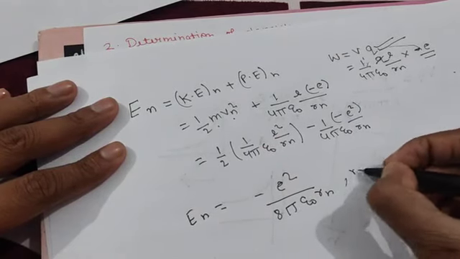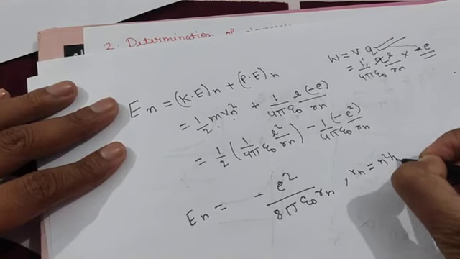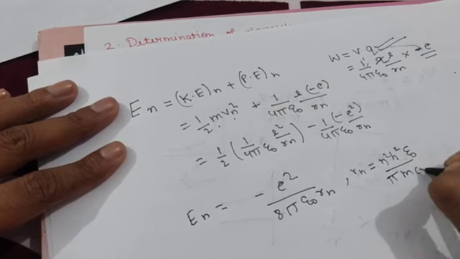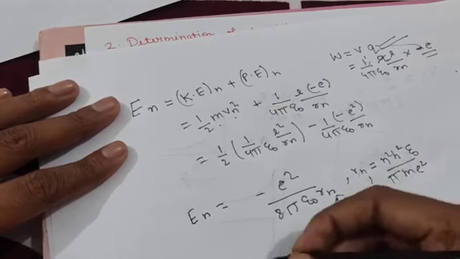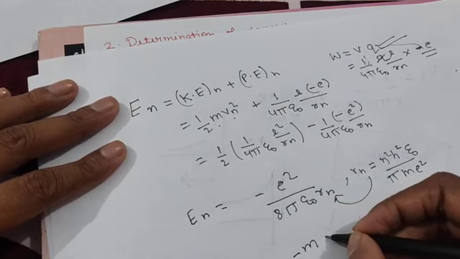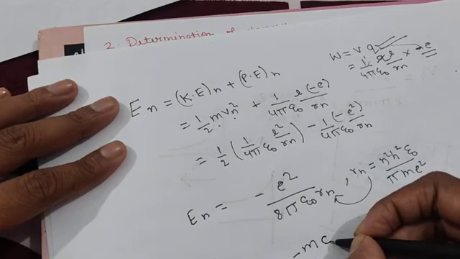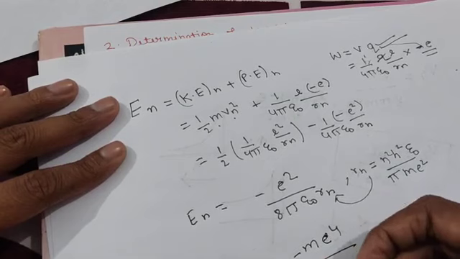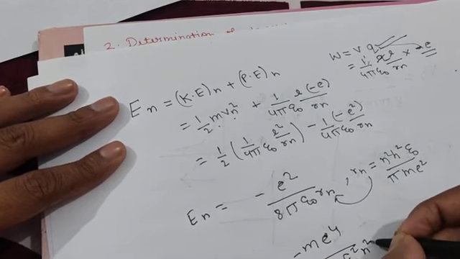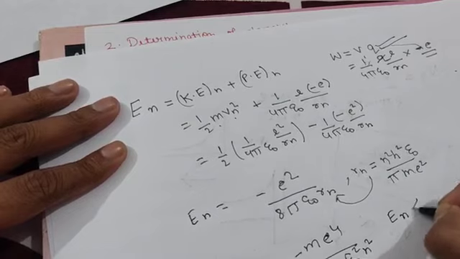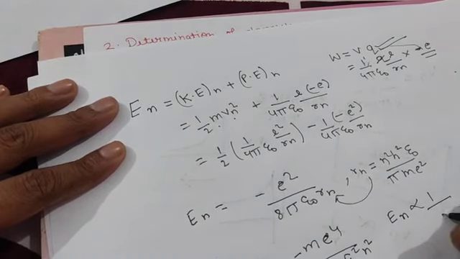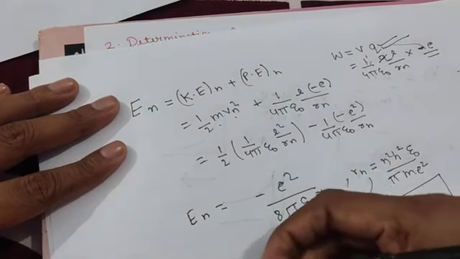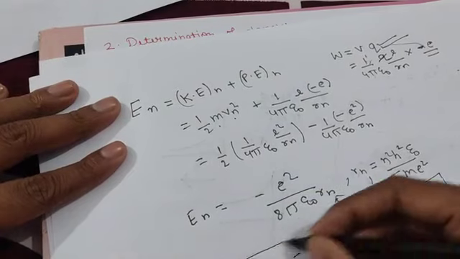After putting Rn, we know that Rn is n square h square epsilon naught by pi m e square. So after putting this here, we will have m e to the power 4 by 8 h square epsilon naught square n square. So here we can say En is inversely proportional to n square. Okay, this is the main formula. You need to also remember this.